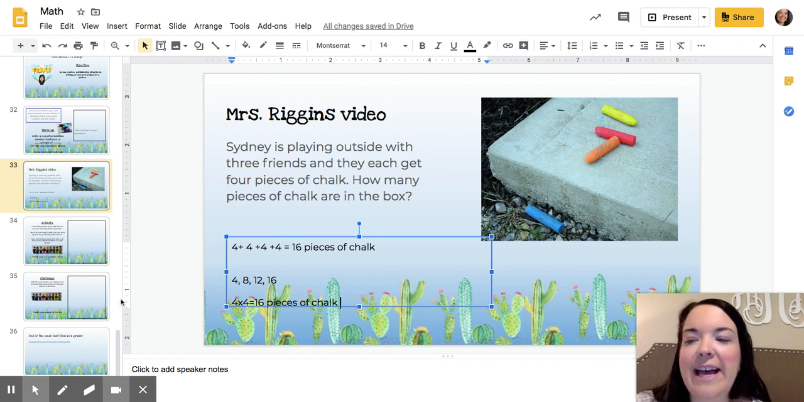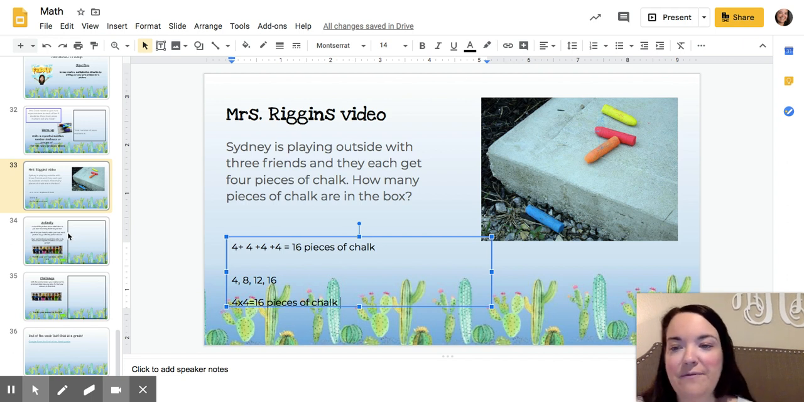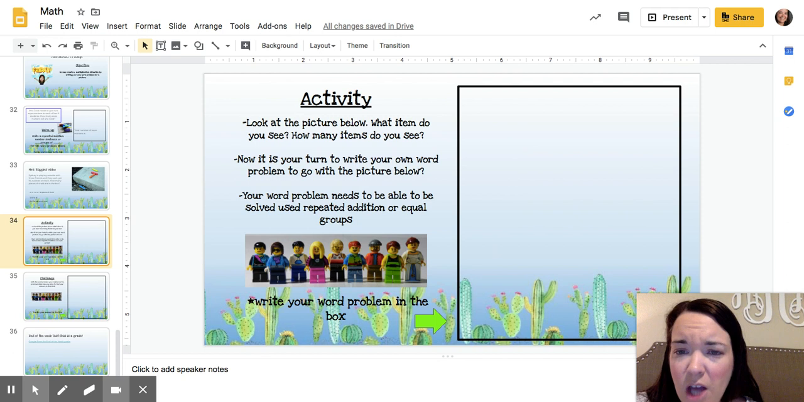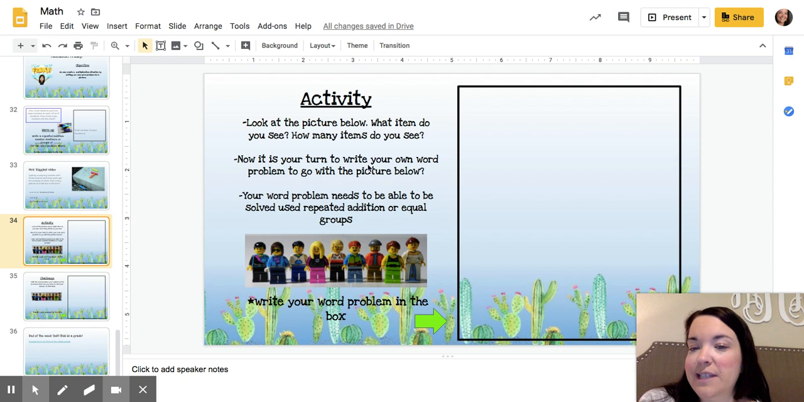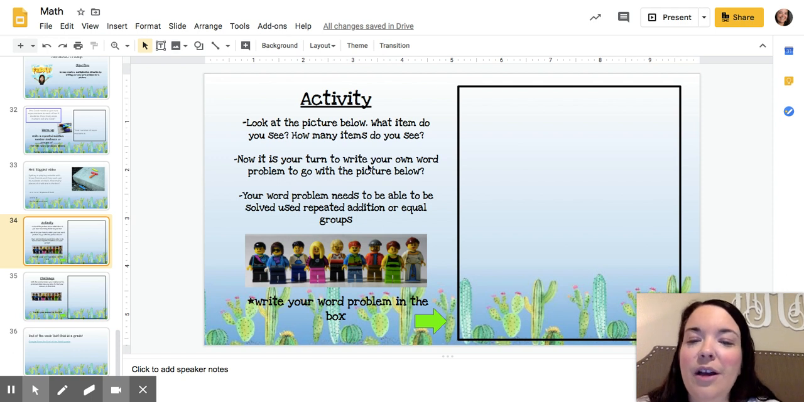We're just going to look ahead to see what you have on slides 34 and 35. On slide 34, you have this really cool picture. You're going to look at the picture below. What item do you see? How many items do you see? Now it's your turn to write your own word problem to go with the picture below. Your word problem needs to be able to be solved using repeated addition or equal groups.